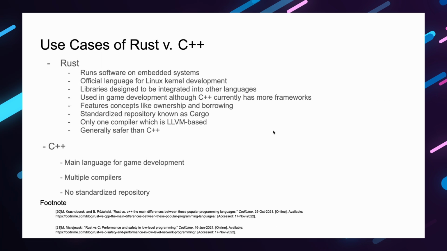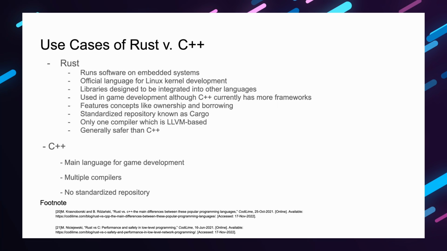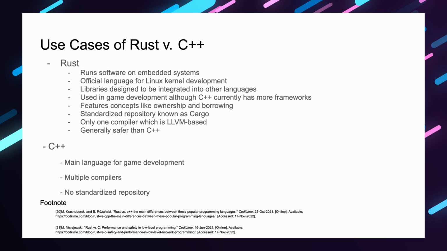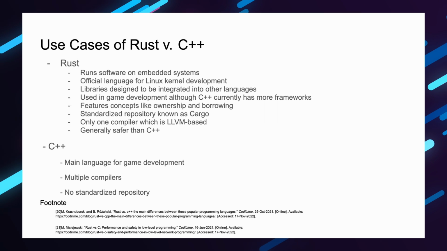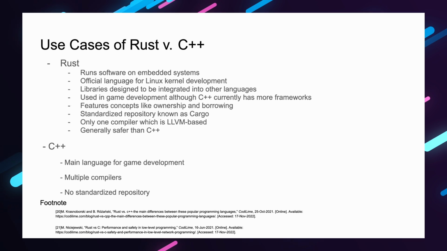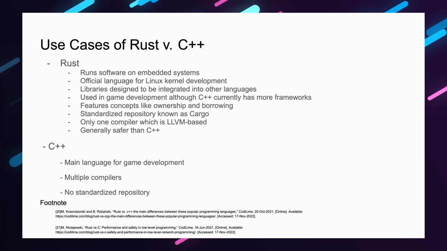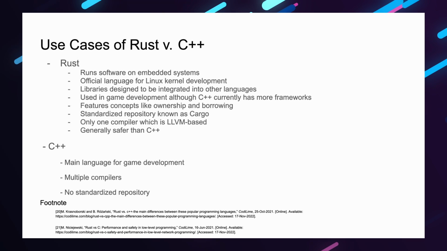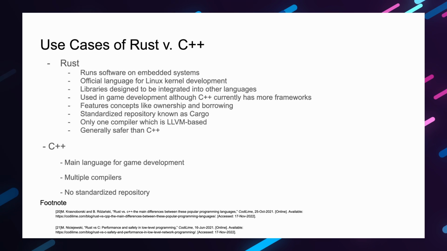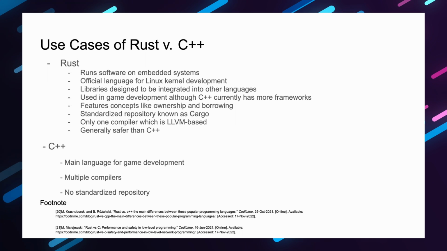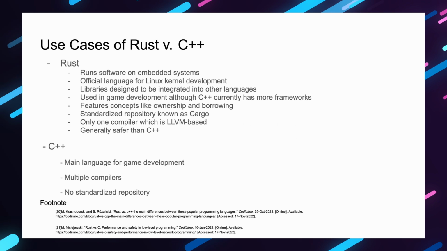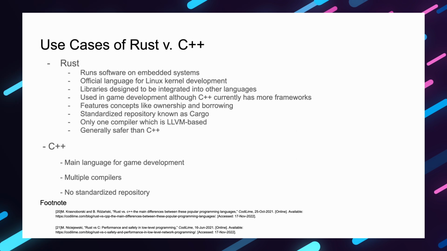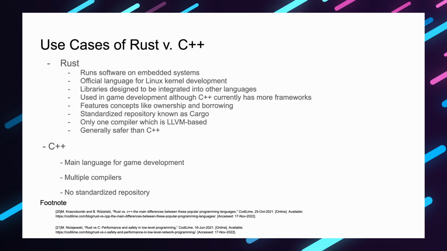Use cases of Rust versus C++. Rust runs software on embedded systems. Rust is also an official language for Linux kernel development, while C++ is not used for Linux kernel development. The libraries within Rust are designed to be integrated into other languages such as Python. Rust is used in game development, although C++ currently has more frameworks, which is why C++ is the main language for game development. But in the future, this will probably change as Rust is adding more frameworks to its library daily. Rust features concepts such as ownership and borrowing, which other coding languages do not.